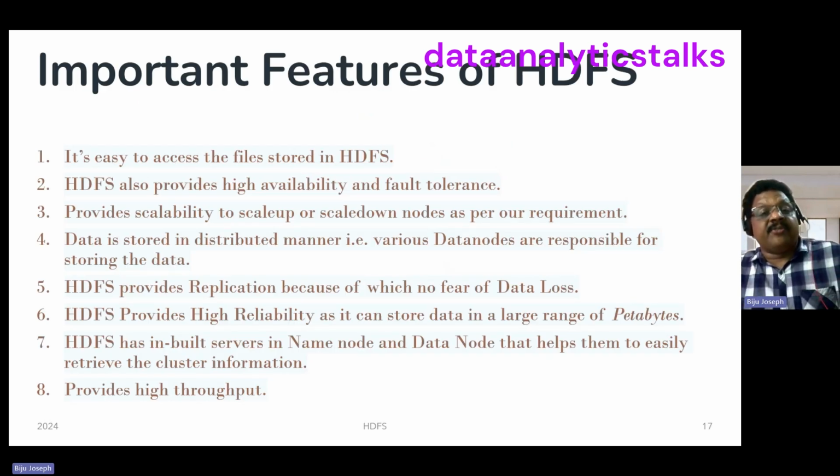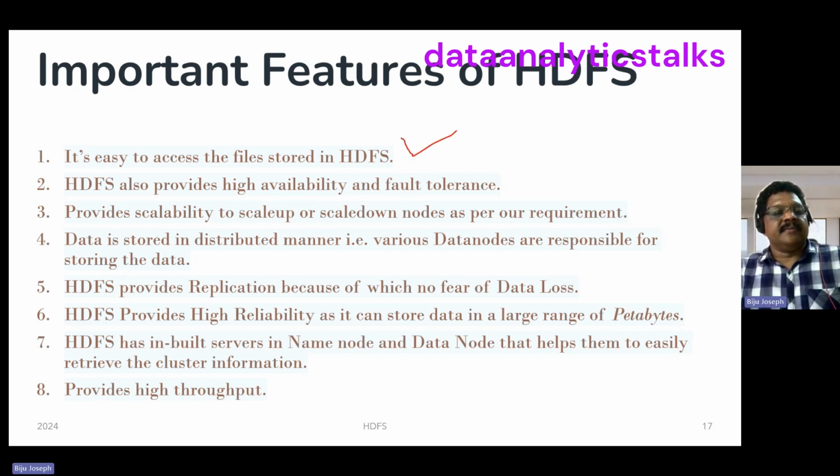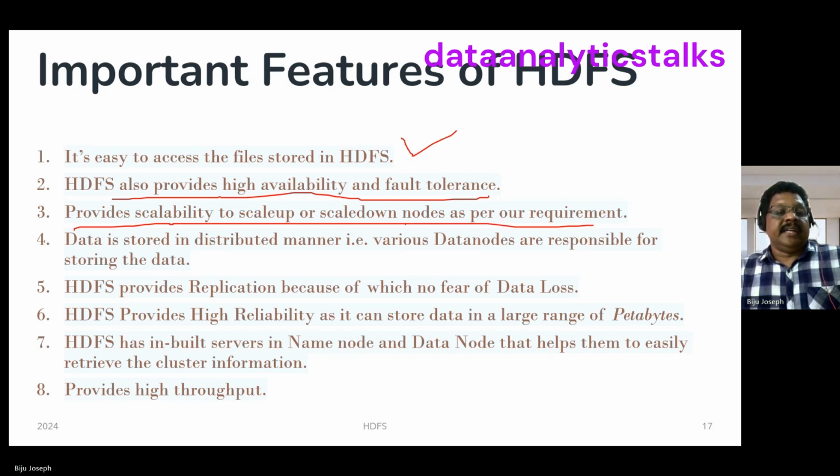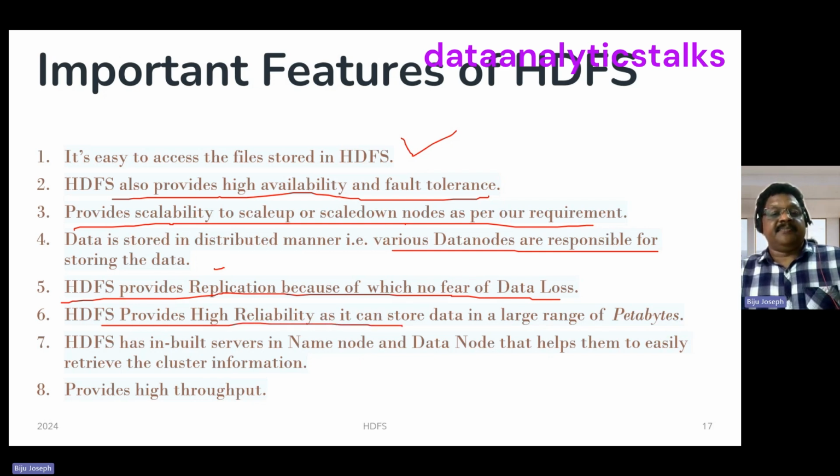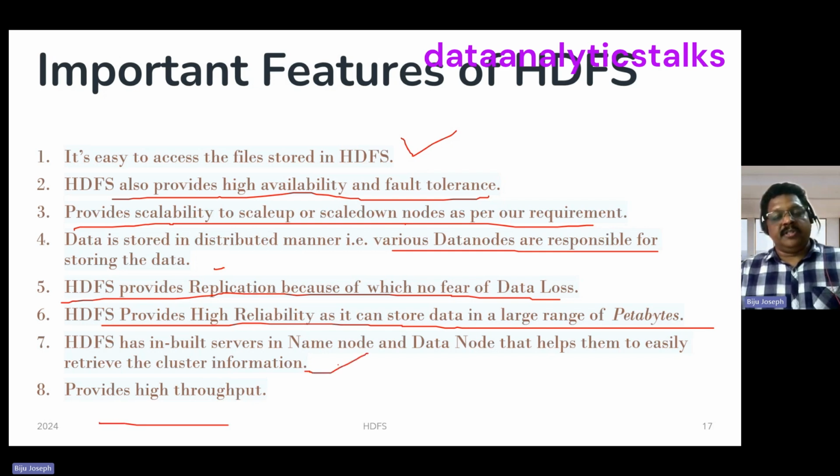Then coming to the important features of HDFS, it is easy to access the files stored in HDFS. HDFS also provides high availability and fault tolerance, and provides scalability to scale up and scale down nodes as per the requirement. Data is stored in a distributed manner, with various DataNodes responsible for storing data. HDFS provides replication, because of which there is no fear of data loss. HDFS provides high reliability as it can store data in a large range of petabytes. HDFS has inbuilt servers in the NameNode and DataNode that help them to easily retrieve the cluster information. And finally, it provides high throughput.